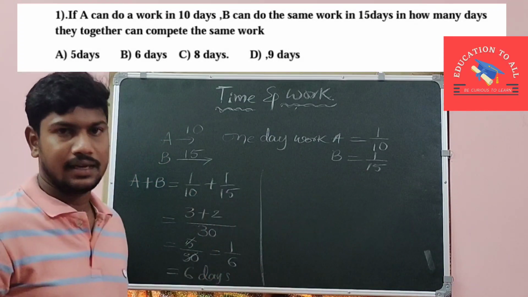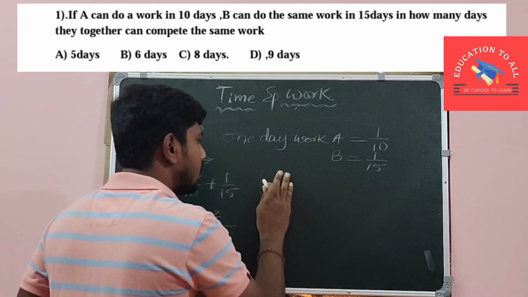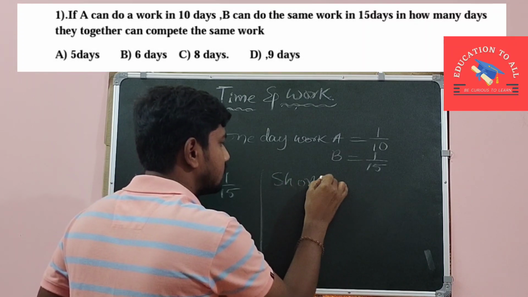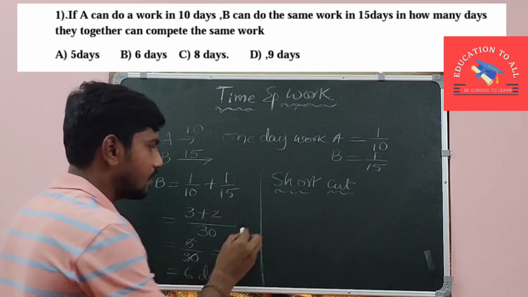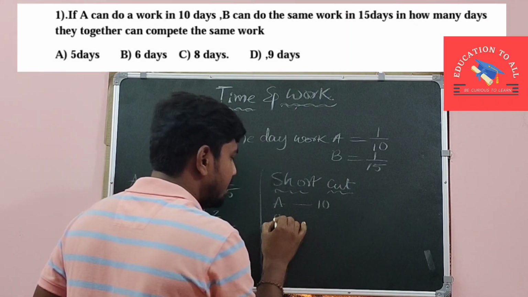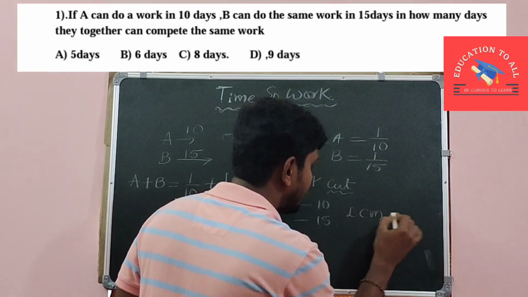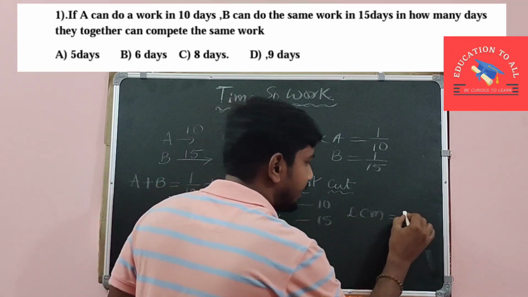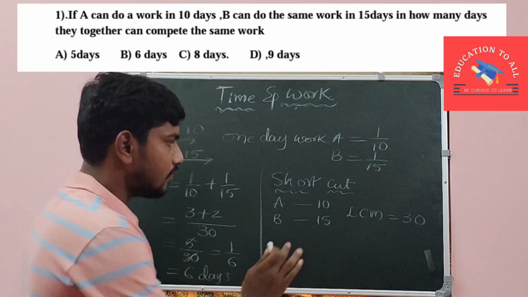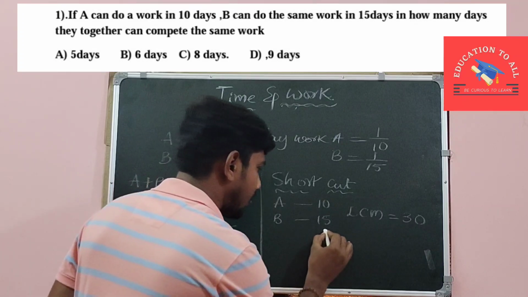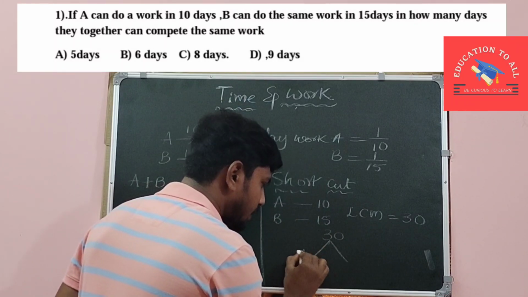Now go for the short method. How to apply the simple way. The given data is the same. A completes in 10 days, B will complete in 15 days. Find the LCM. For 10 and 15, it becomes 30. So very clearly, we should identify that the LCM is 30. This is for A and this is for B.